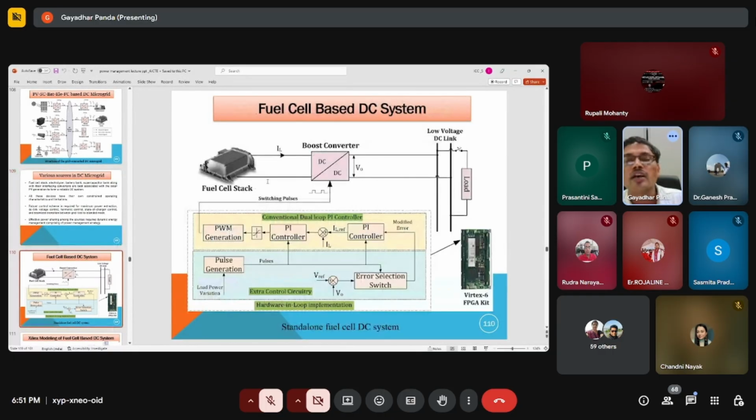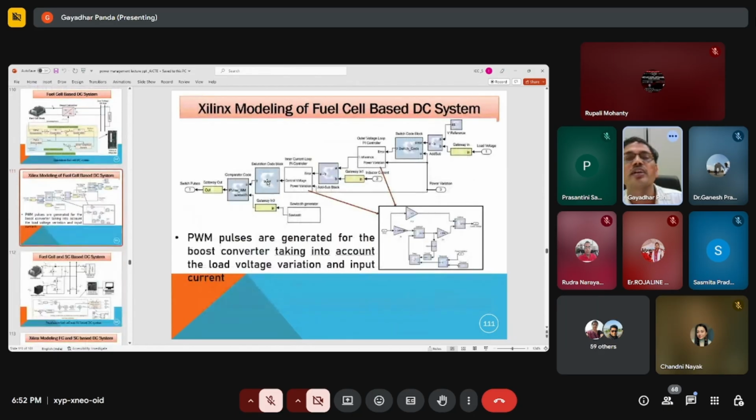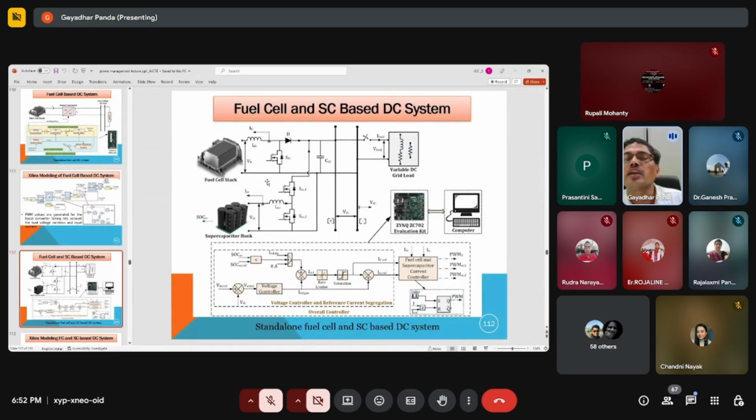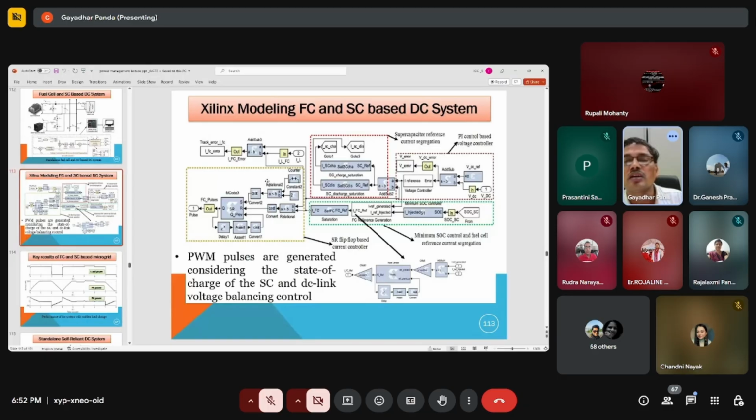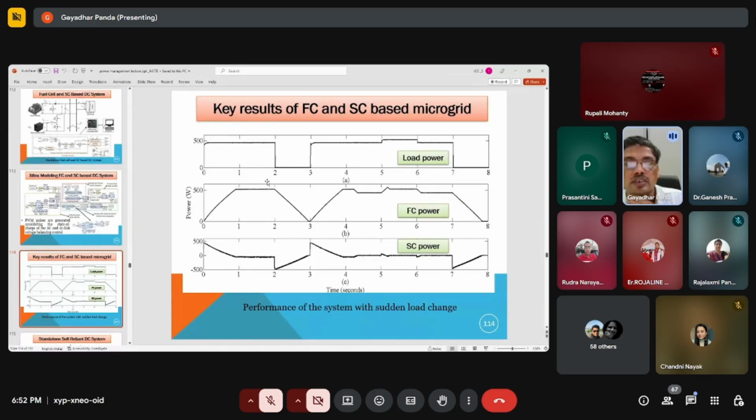What we did, these are the independently how it is operated, it is shown, and we did that work that time. It is long back, maybe around 7-8 years back or 10 years back. This is a work done by an MTech student using the Xilinx model, fuel cell based DC microgrid system, then fuel cell and supercapacitor based DC microgrid system, and it is operated with the Xilinx modeling. Okay, these are the results.